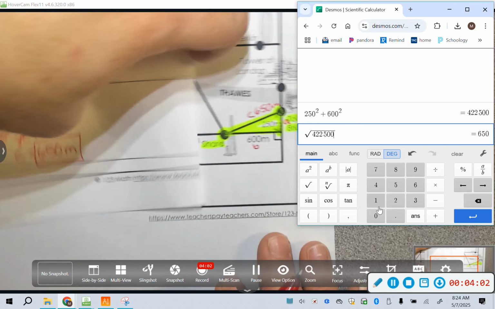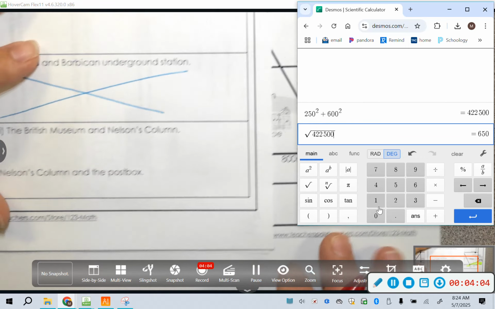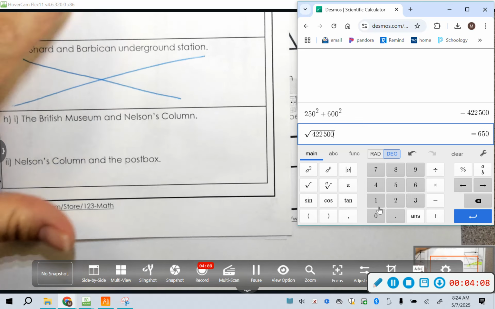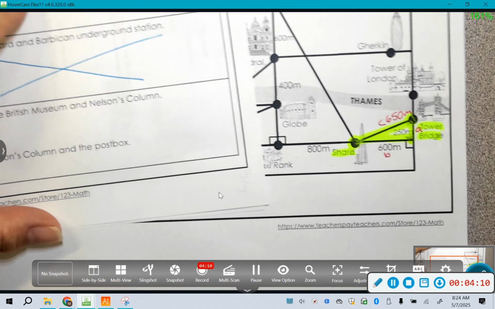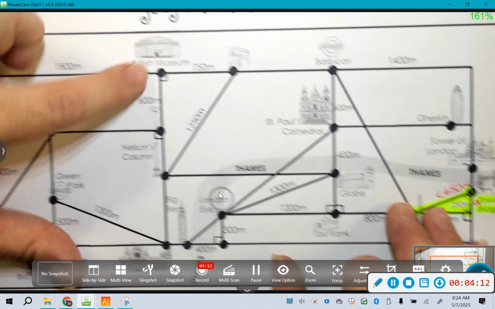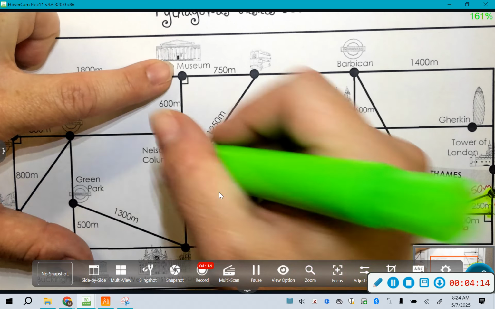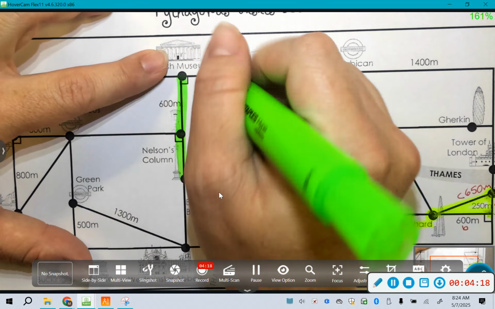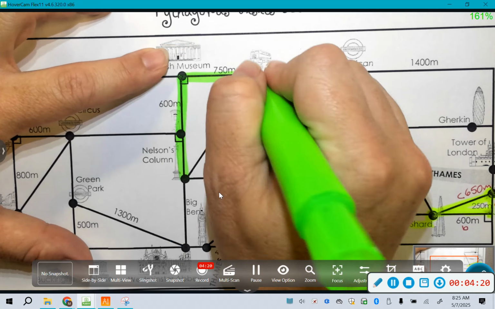Okay, so now let's look at H. So H says the British Museum and Nelson's column. So I'm going to find the British Museum is here and Nelson's column is here. So we need this distance. So if you notice, this makes a right triangle.